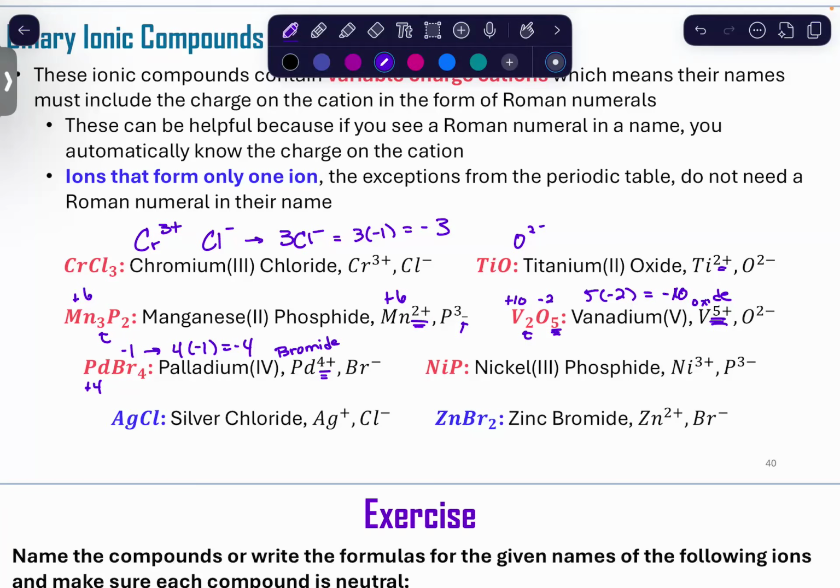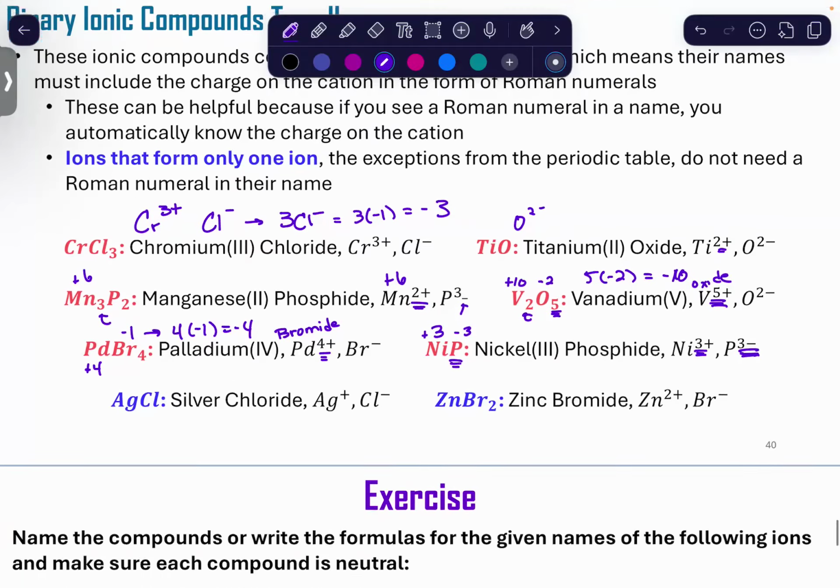Let's see, NiP. So we want to look at this and say, okay, well, I know what the phosphide is. It is in the nitrogen group, so it is a -3. And there's 1 of them. So that's a -3. 1 nickel neutralizes that -3. So nickel has to be a +3. So this is nickel 3 phosphide.